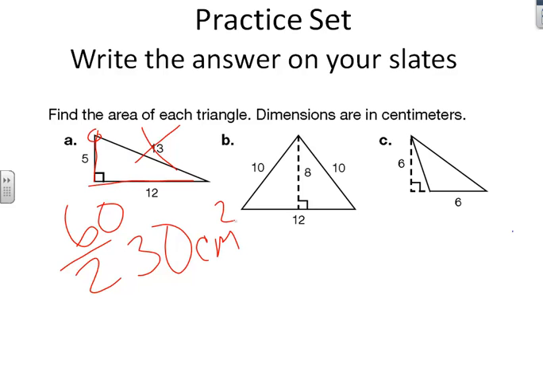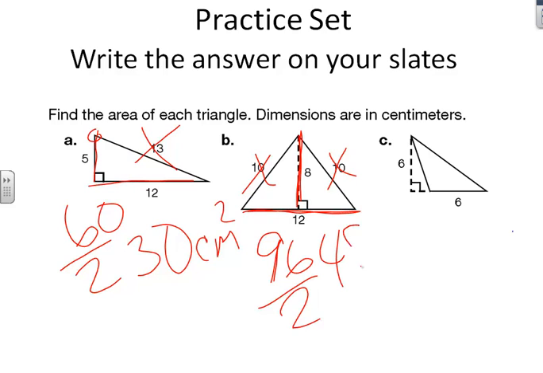Let's look at B. Ooh, what do you do about B? Oh no, I'm so confused. What are those 10s? What's the base? No, you're not confused. Remember, a triangle is half of a square. These don't matter. Don't even look at them. They're there to confuse you. My base is 12. My height is 8. So 12 times 8 is 96. Divided by 2 is 48 centimeters squared.